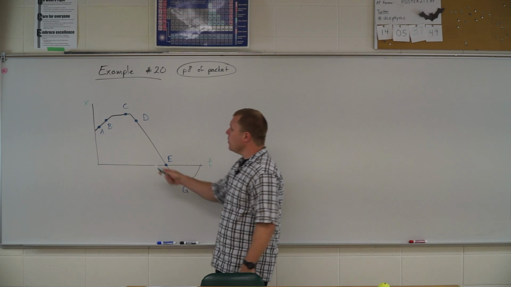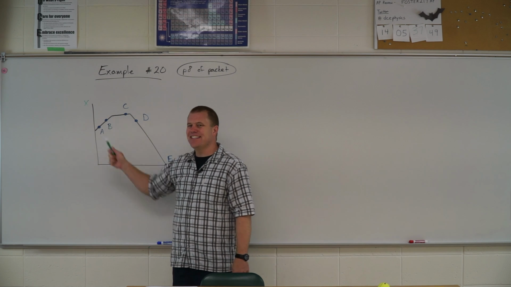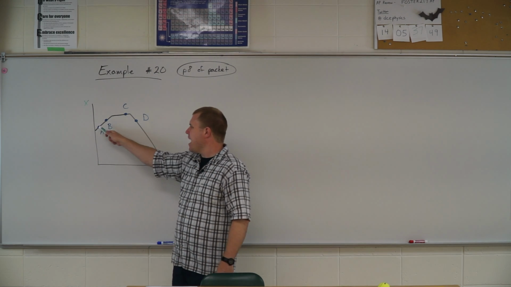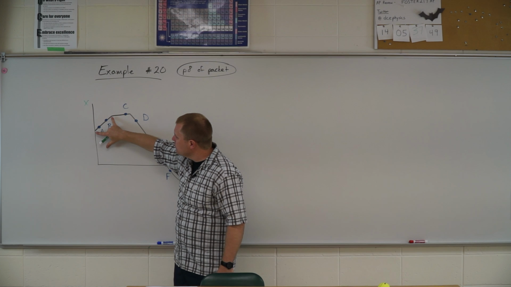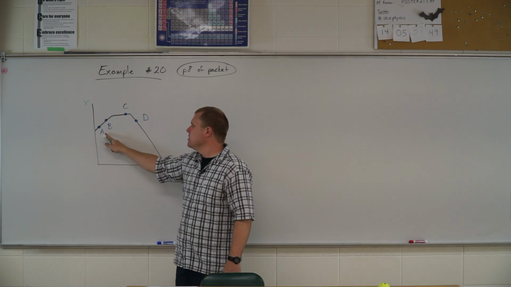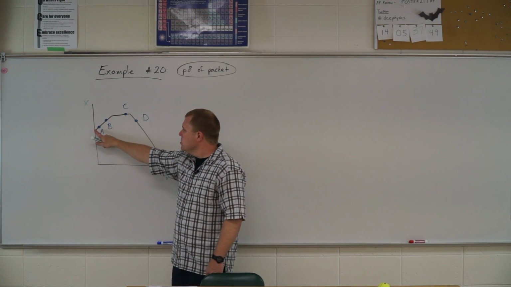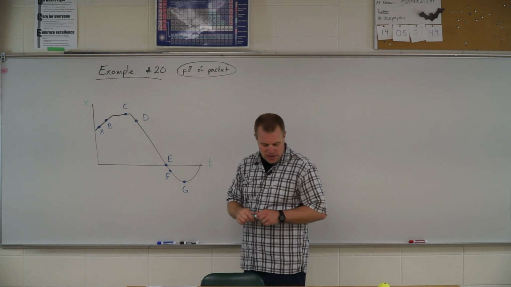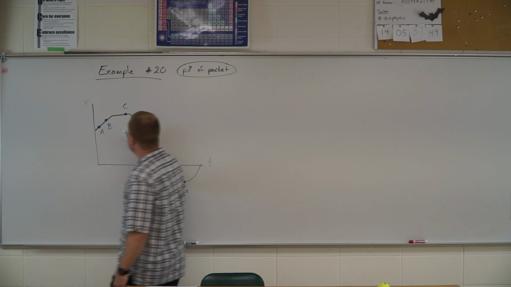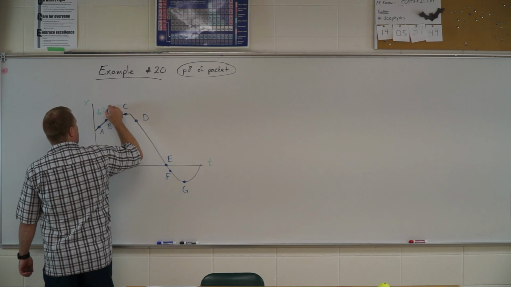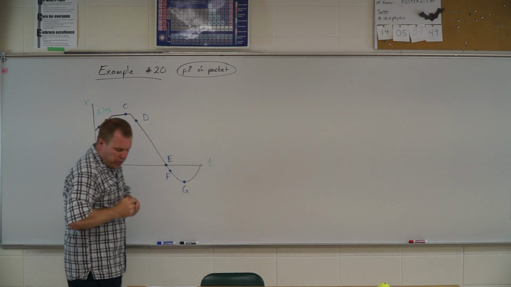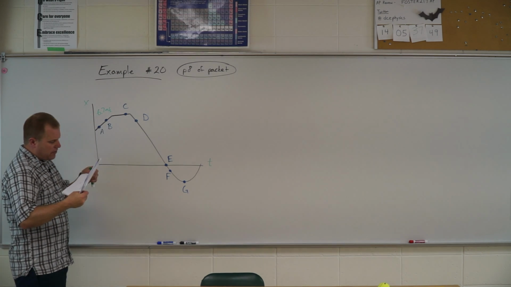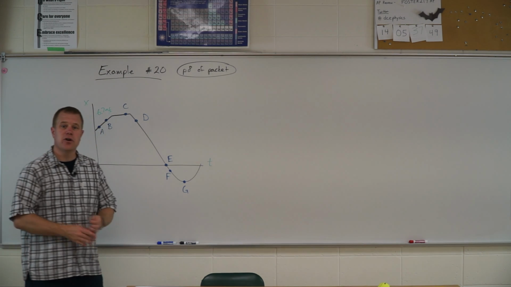Okay, so what do I notice about A and B? They're on the same straight line, meaning they have the same slope. So all I need to do is find the slope of this line to find the velocity at A and B. So I go ahead and I'm going to pick these two endpoints, and I get a slope of 6.7 meters per second.